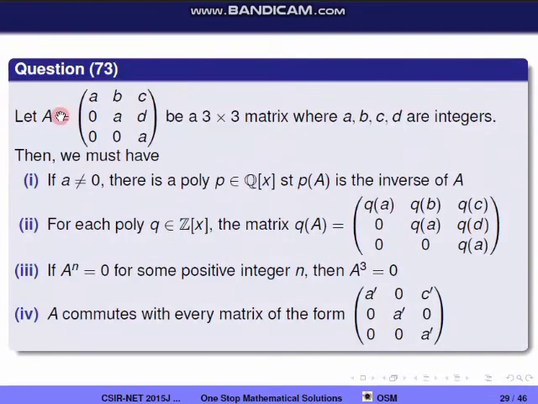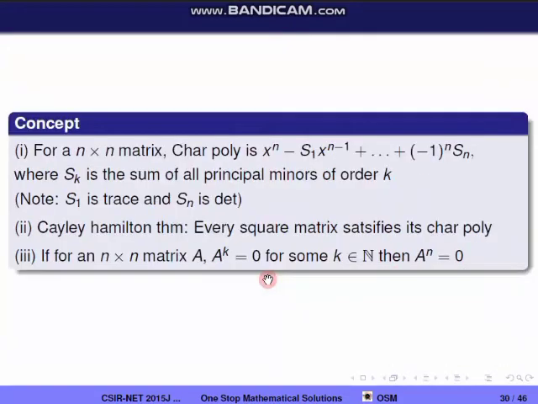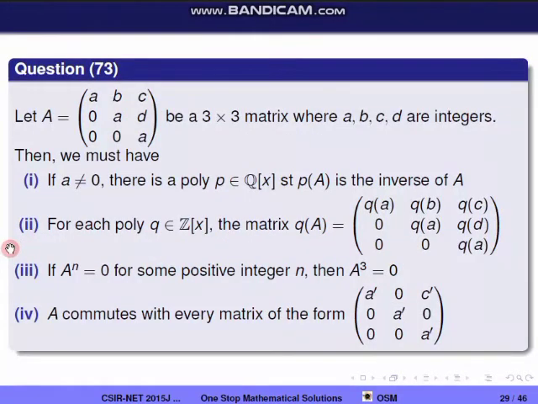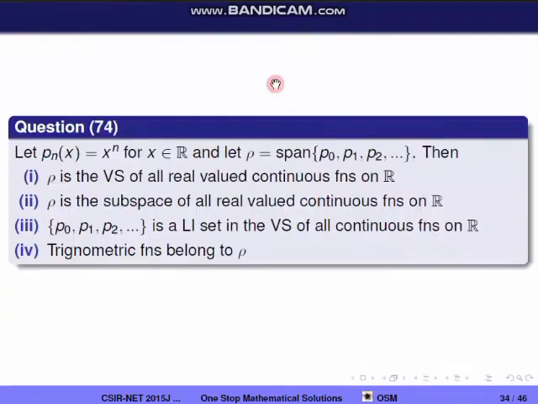So now we'll check the correct options. If we know that A to the n equals 0 for some positive integer n, then A cube equals 0. This is obvious. It is from the concept of the third one. So the options are 1, 3 and 4.